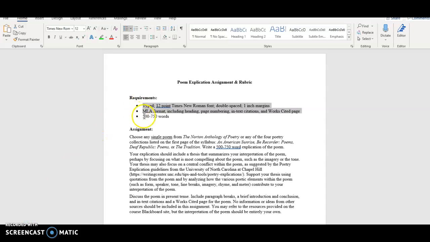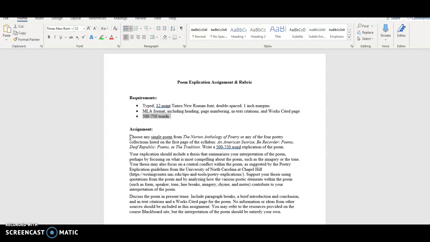Back to the poem assignment, the length requirement is 500 to 750 words. I would like to have you try to keep it within that length requirement. Going over is better than going under, but I don't want you to go more than about 100 words over, just to practice being concise in your writing. And a poem explication is just an analysis of an individual poem.